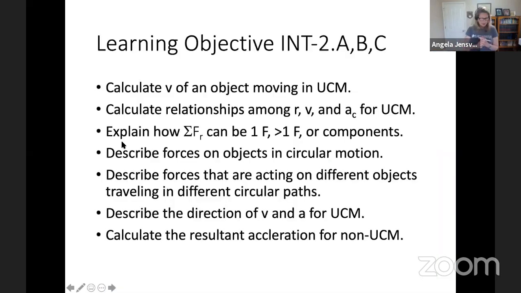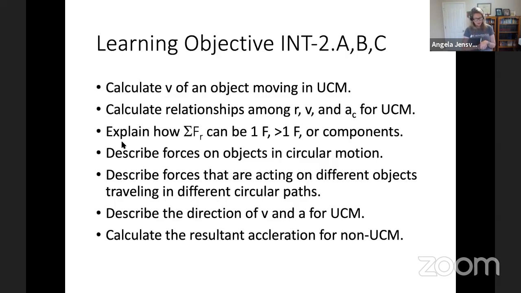Okay, so today we're going to look at 3 learning objectives, interactions 2A, B, and C. Calculate the velocity of an object moving in uniform circular motion. Calculate the relationships among position, velocity, and acceleration for uniform circular motion. Explain how the sum of forces in the radial direction can be one force, more than one force, or components of forces. Describe forces on objects in circular motion. Describe forces that are acting on different objects traveling in different circular paths.